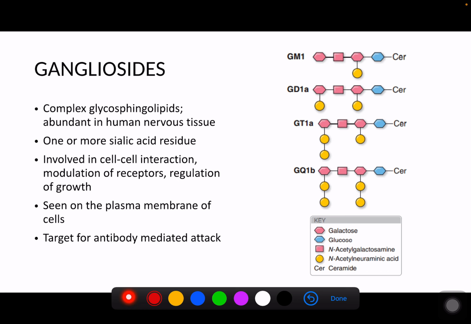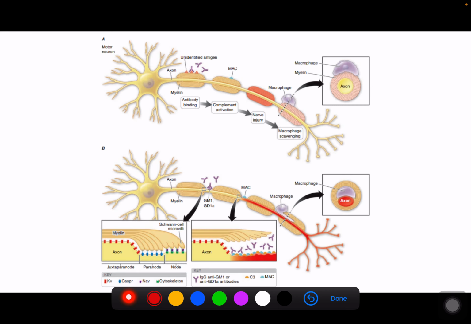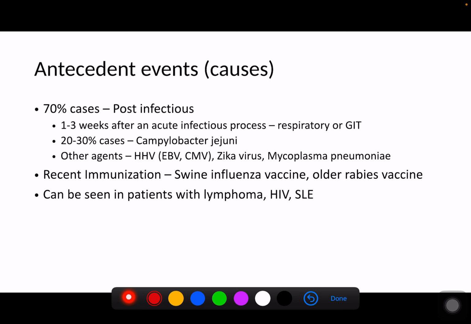Now this is a complex mechanism. Basically we have two units: N-acetyl neuraminic acid and N-acetyl glucosamine, connected with the pentaglycine bridge. If you remember, when we studied the mechanism of action of penicillin, we studied the same thing. This cellular structure is being shown here. We don't need to go into core details of demyelination. The most important thing is there is demyelination, complement activation, and nerve injury, secondary to macrophages. I already told you certain viruses like Epstein-Barr virus, cytomegalovirus, Zika virus, and Campylobacter jejuni.